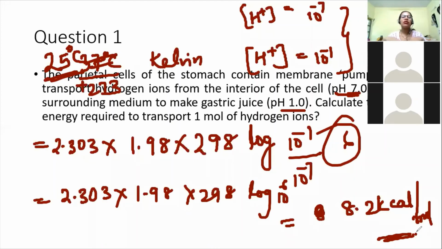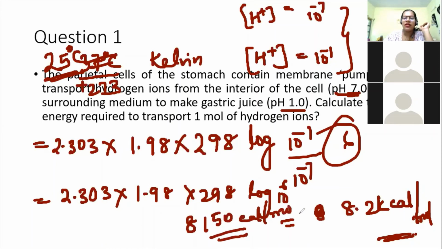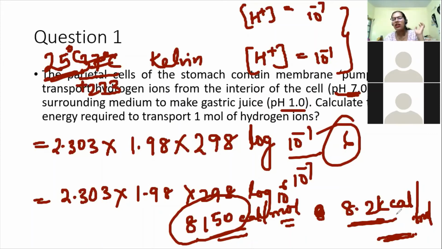Every time you don't have to take the entire values. You can just take the starting 2 digits and write the answer, because in IIT-JAM, they will ask you the near correct 2 decimals. So when I solve this, for example, I got 8150 calories per mole. But if they are asking in kilocalories, I'll just round this number and write it as 8.2 kilocalories.